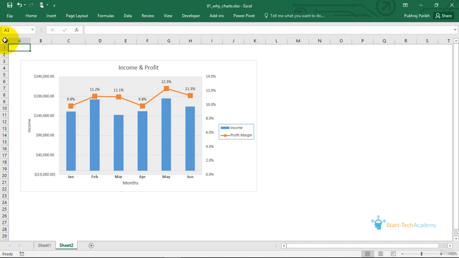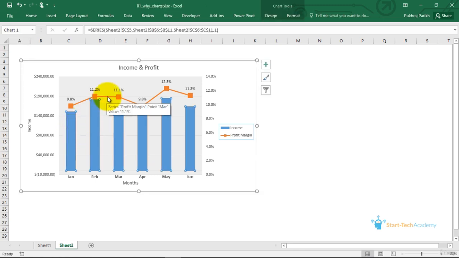Now before we start to learn about different chart types, let us first look at different elements that constitute a chart. Here we have a chart displaying graph of profit margin and income. Income is plotted as vertical columns and the profit margin is plotted as line with square markers. This income and profit margin data is called data series, and the individual value of these data series, such as this single bar or this particular marker, are known as data points.